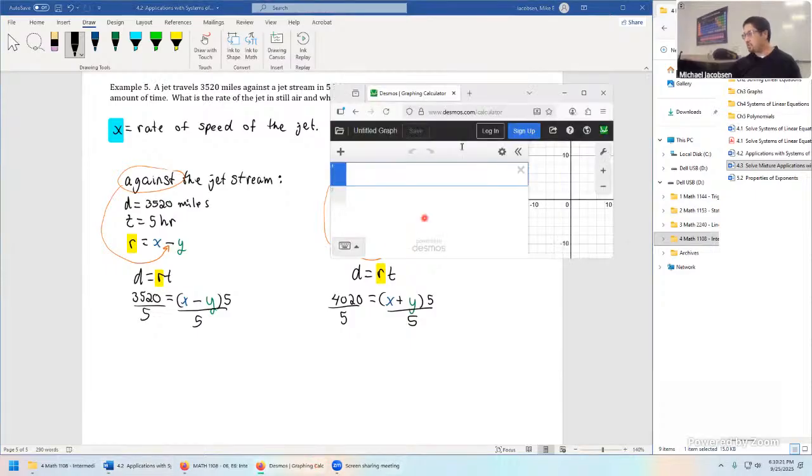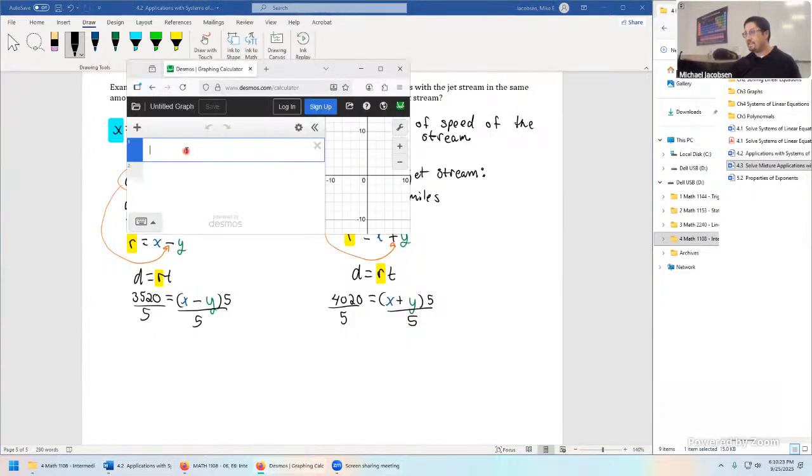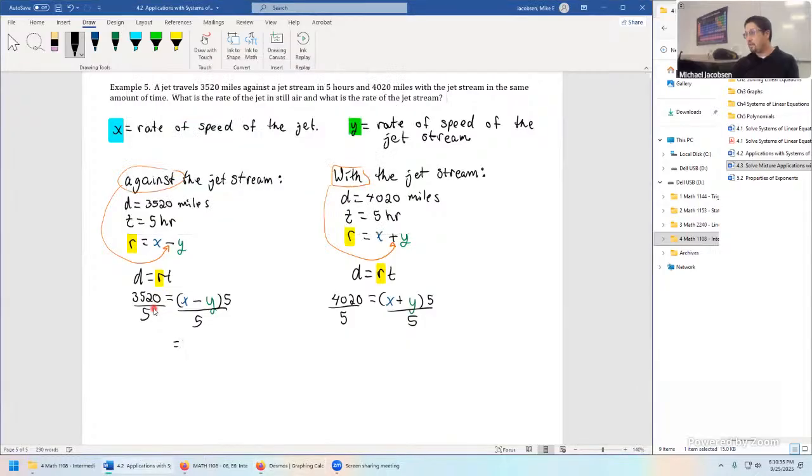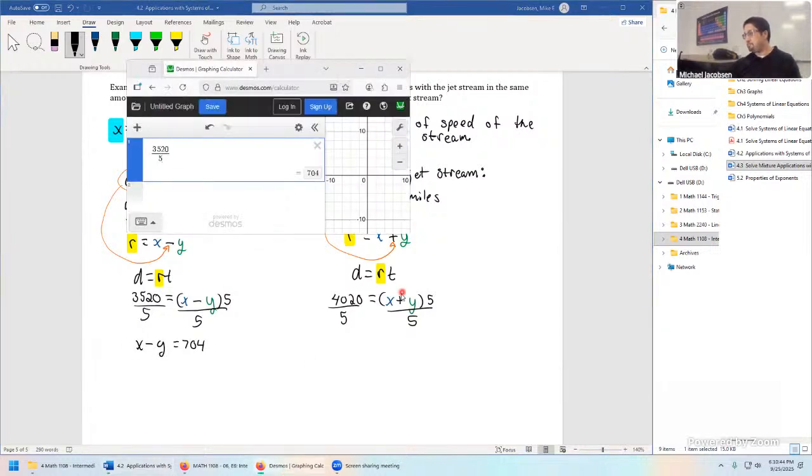We'll need a calculator, so let's get this thing going here. On the left, it's 3520 fifths, so 704. I'll change the order of the equation as well, just so it's a little bit nicer to work with. So 704 is on the right-hand side. We divide out 5, so x minus y is on the left. Then just do it all over again, 4,020 now divided by 5.